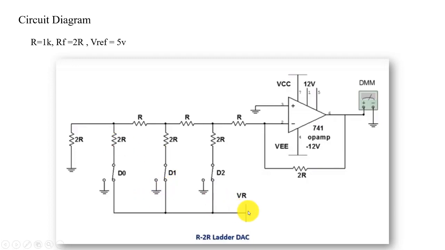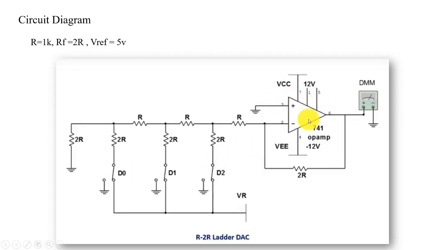Again we need to apply the V reference and the ground potential. If the signal is connected to the V reference, it is treated as a high. If it is connected to the ground, it is treated as a 0. This is the D0 bit, D1 bit and D2 bit. In the equation we have taken B0, B1 and B2, so I have taken D0, D1, D2 for the bit sequence. If it is connected to the V reference, it is 1; if it is connected to the ground, it is treated as a 0. So we have a total of 8 configurations for the 3 bits. You can check them one by one.